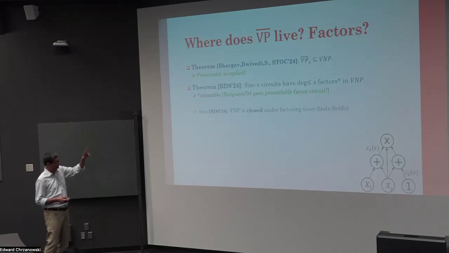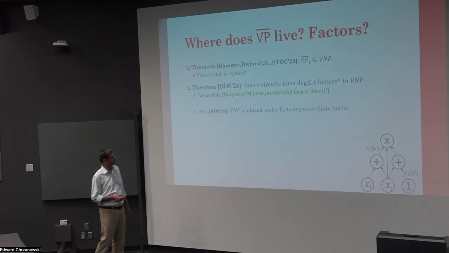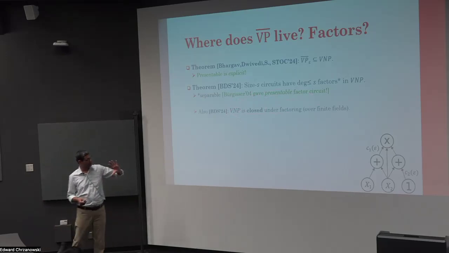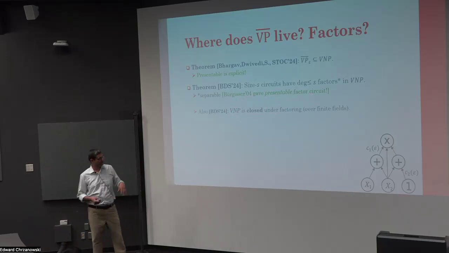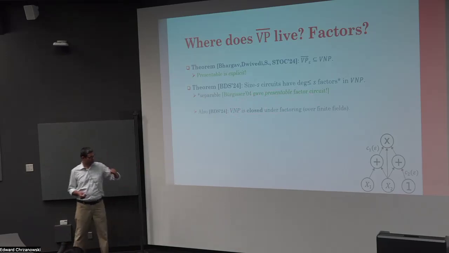And yeah, the techniques which we used also show that VNP is closed under factoring over finite fields. This was an open question for finite fields: if you take an exponential sum circuit, what can you say about the factors? That was an open question. So the factors are again exponential sum circuits.